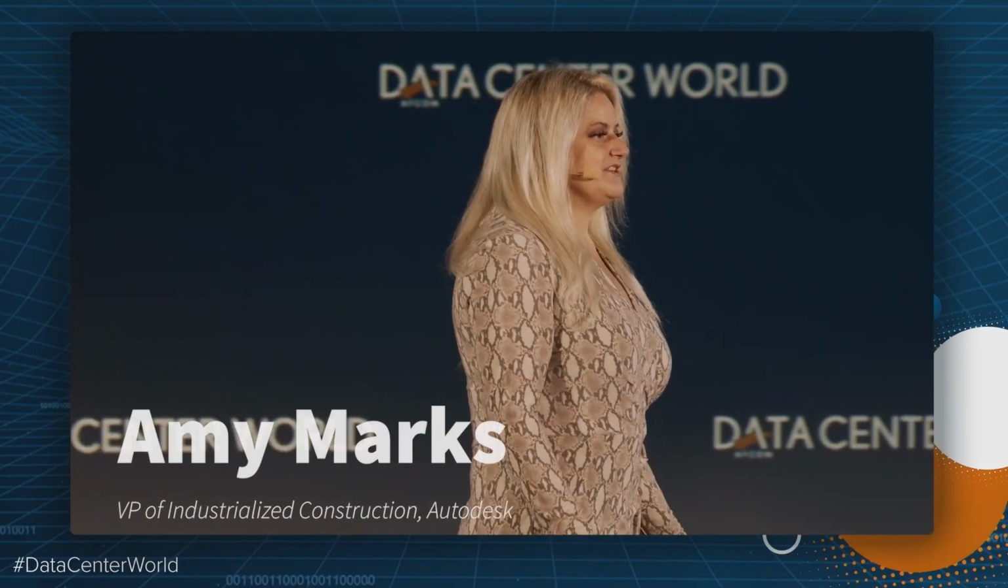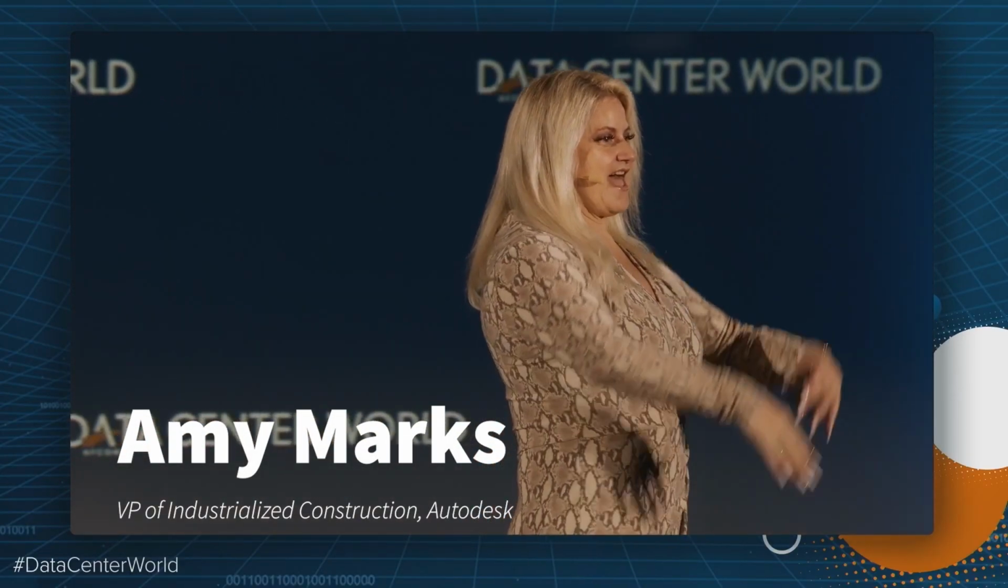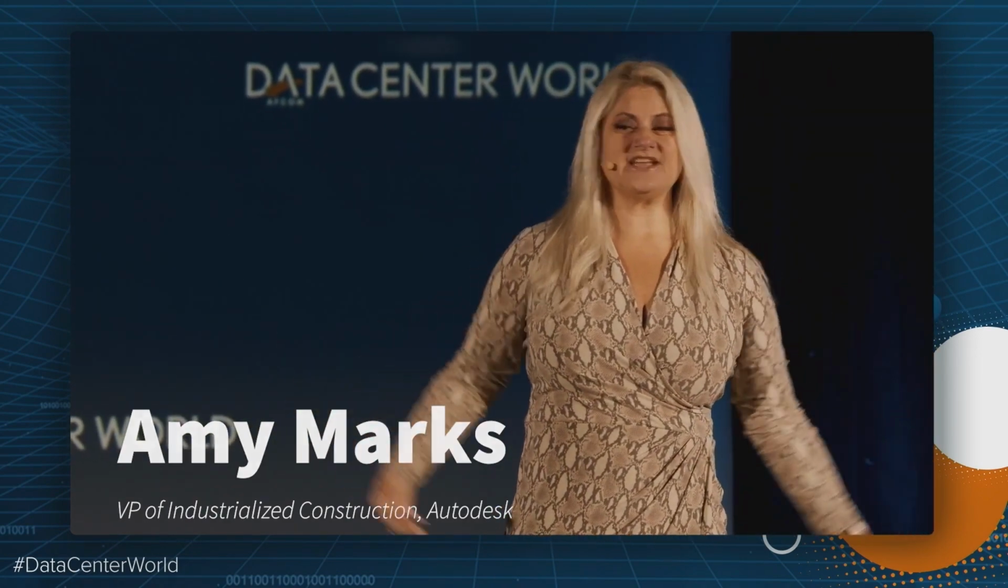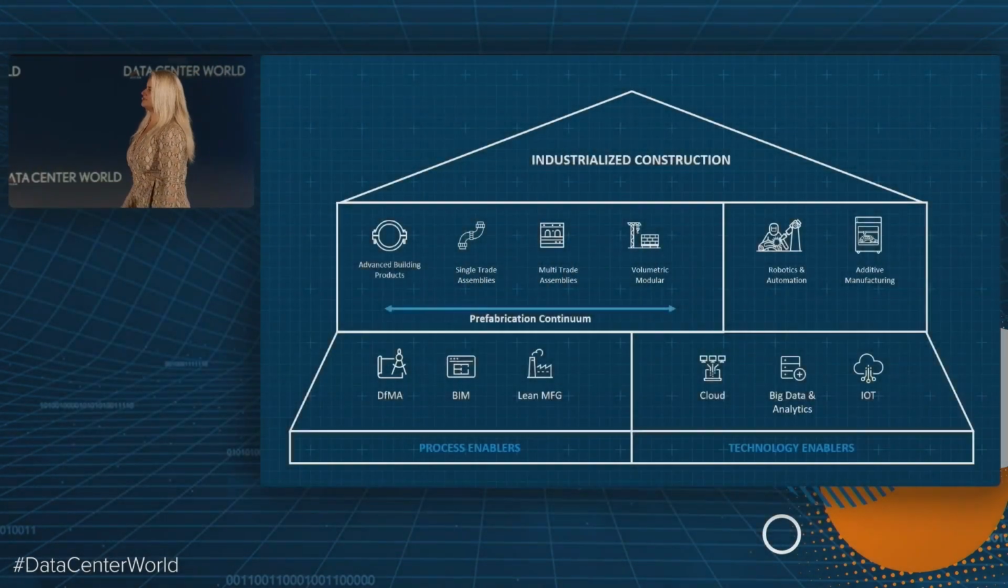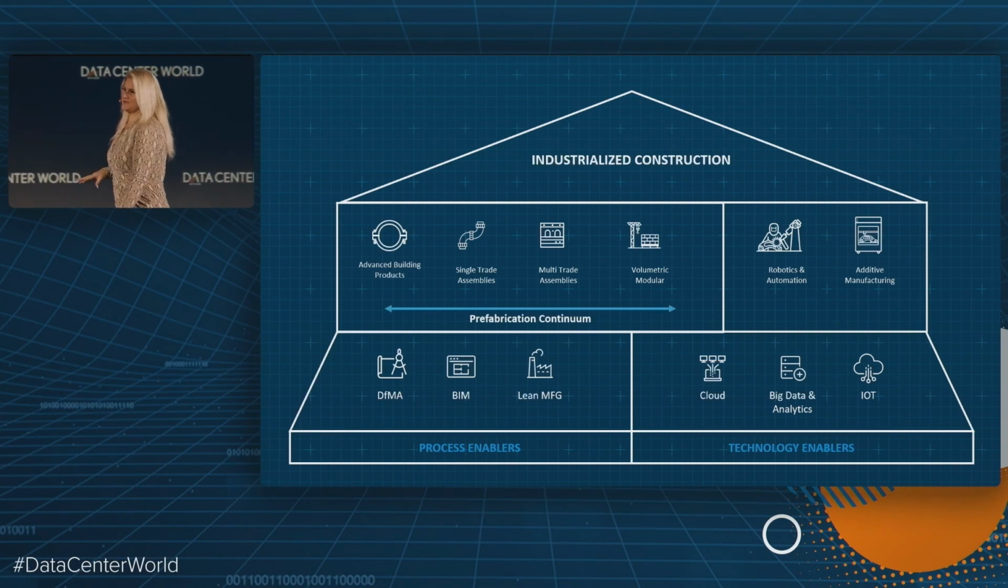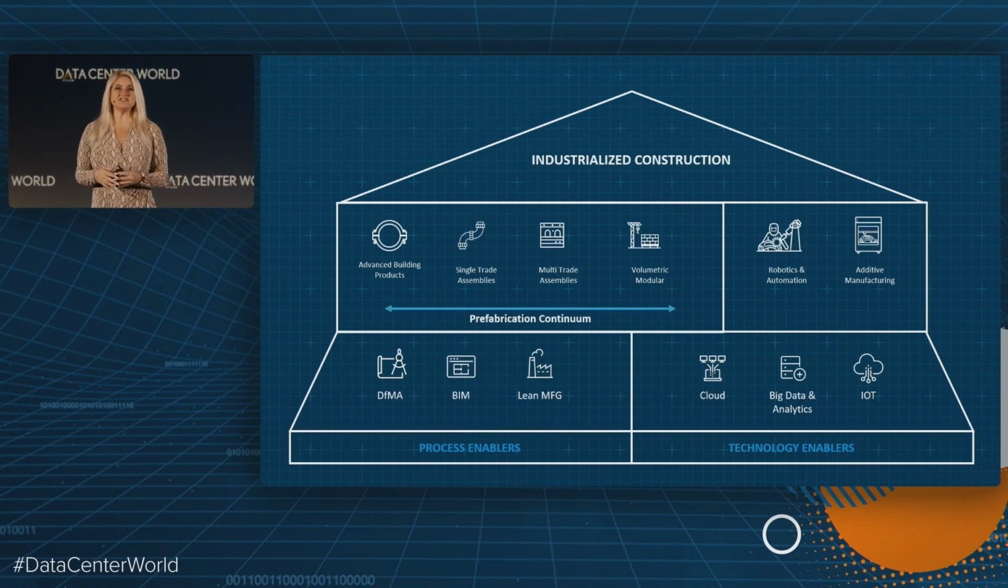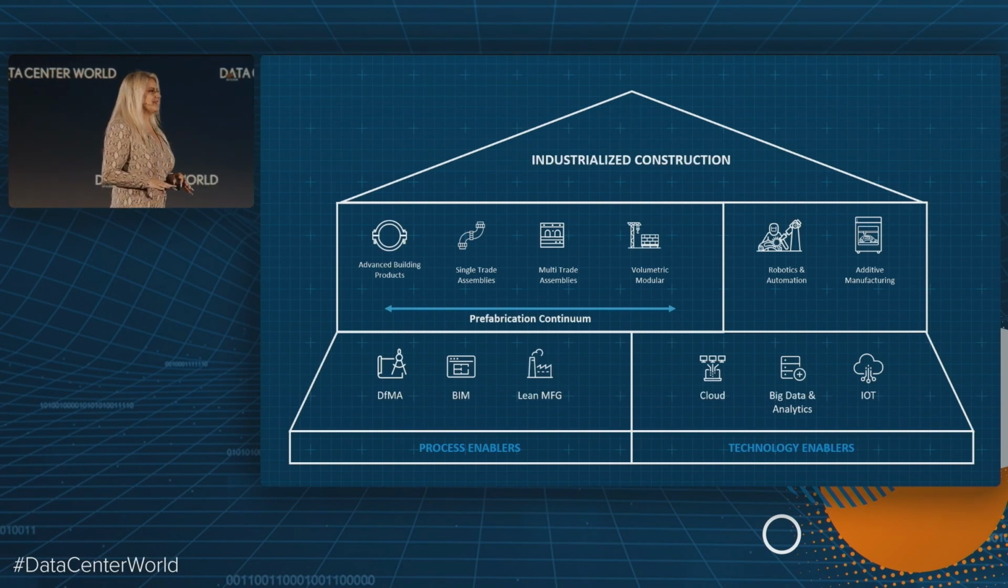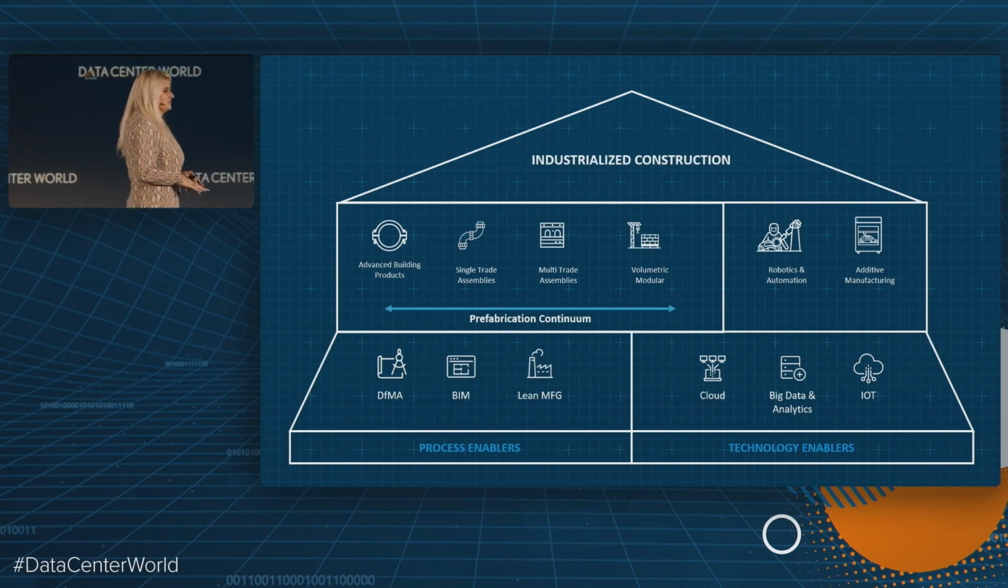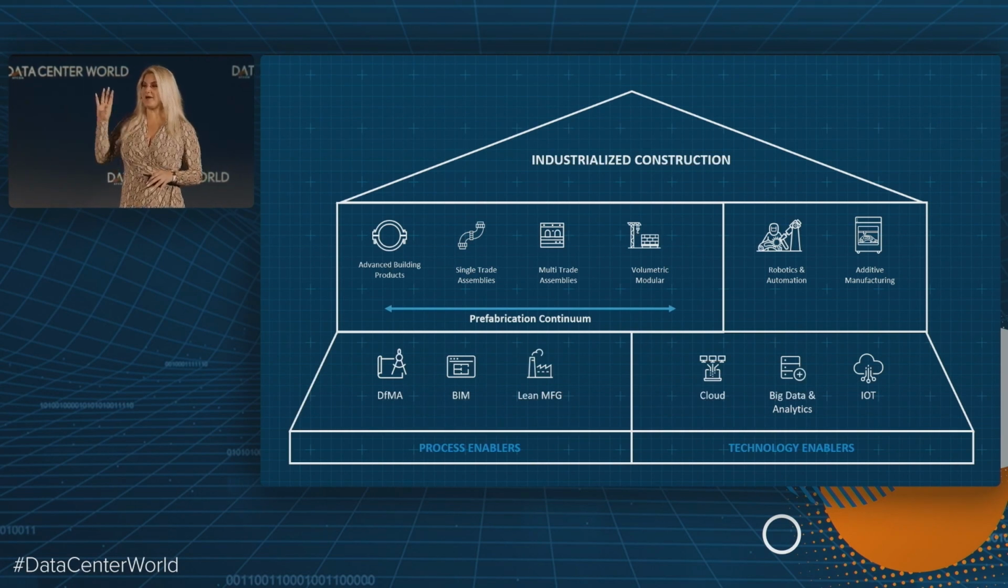So I like to think of industrialized construction like a house. It starts with technology enablers, right? We see IoT sensors on everything. We want to attach IoT sensors to lots of pieces of equipment, and now we're attaching them to assemblies in the building so we can have a digital twin and things like that. But big data and analytics is part of industrialized construction, and we also want to think about the cloud.